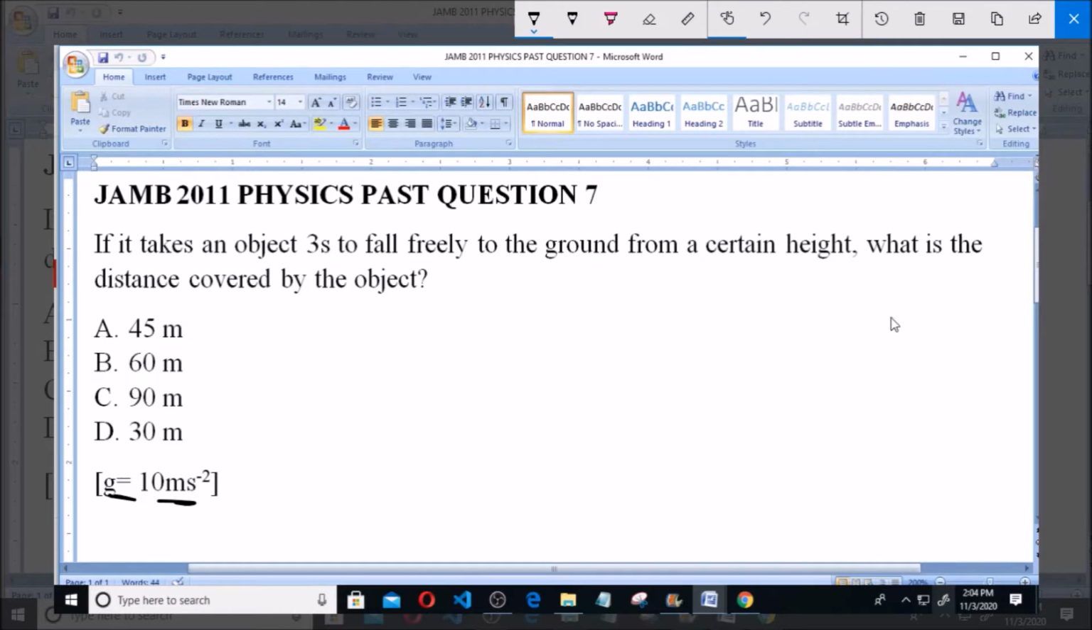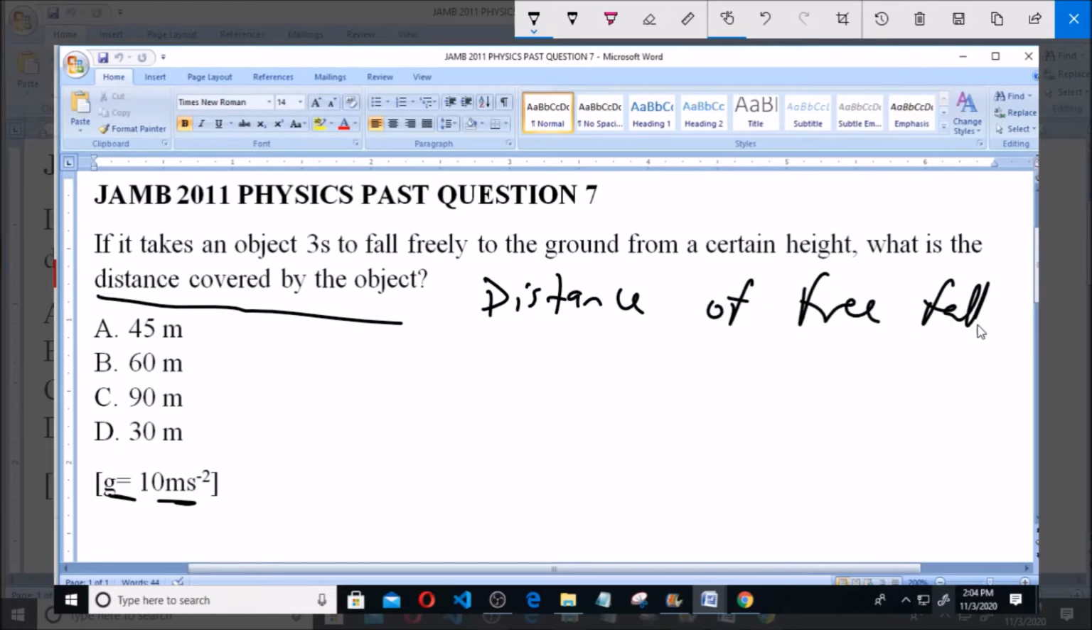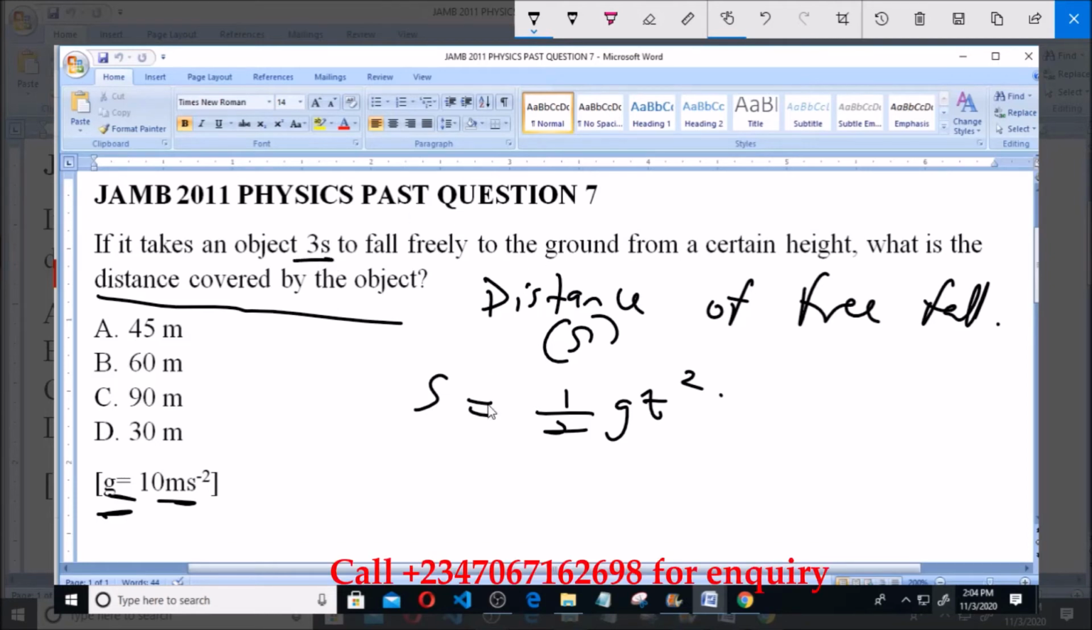Now, we are asked to calculate the distance of free fall. The formula for the distance of free fall is S equals half gt squared, where g, of course, is our acceleration due to gravity, and t is the time taken for the object to complete its free fall.